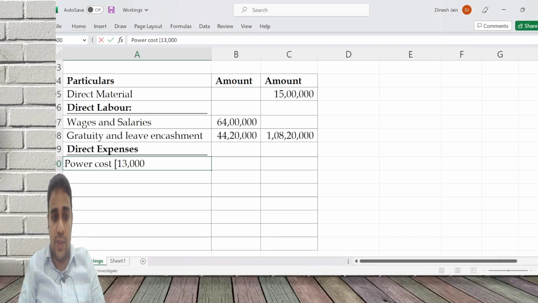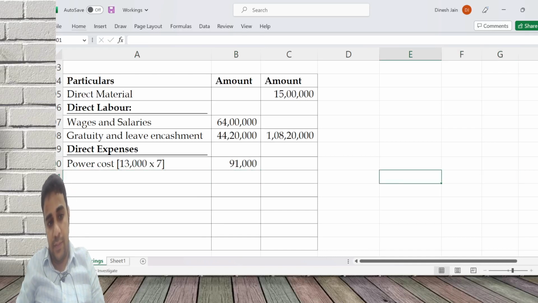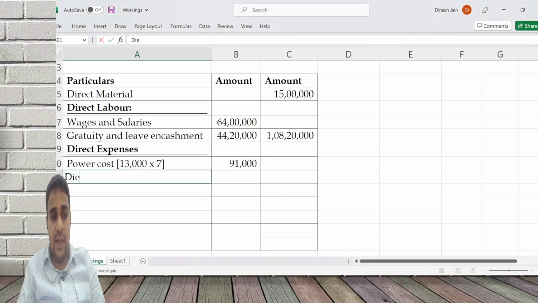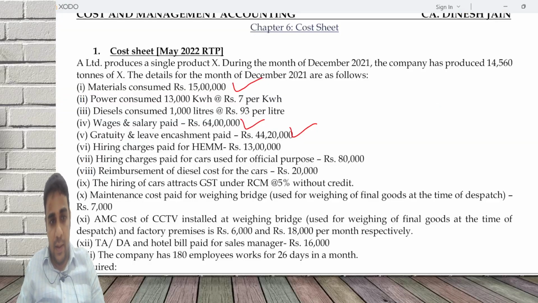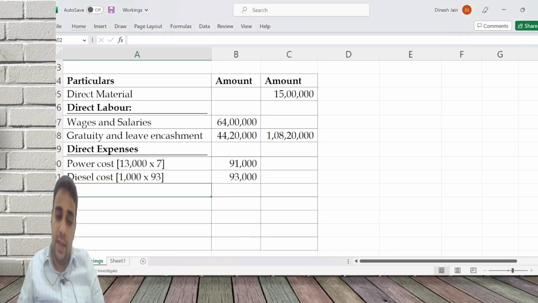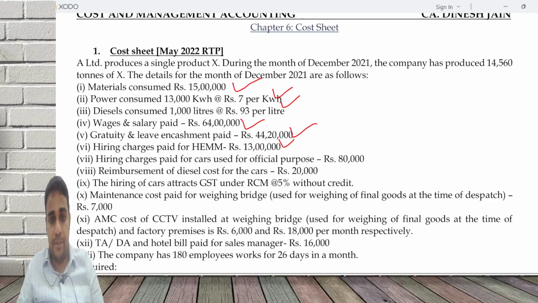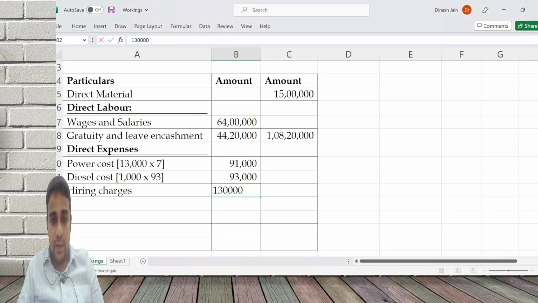Power cost: 13,000 units into 7, that is 91,000. Diesel cost: 1000 liters into 93, that is 93,000. And hiring charges. Hiring charges can also go to factory overheads. Hiring charges of this machine, hem, I assume is the machine. So we are taking hiring charges as part of direct expenses, though it can be taken to factory overheads. Hiring charges 13 lakhs.